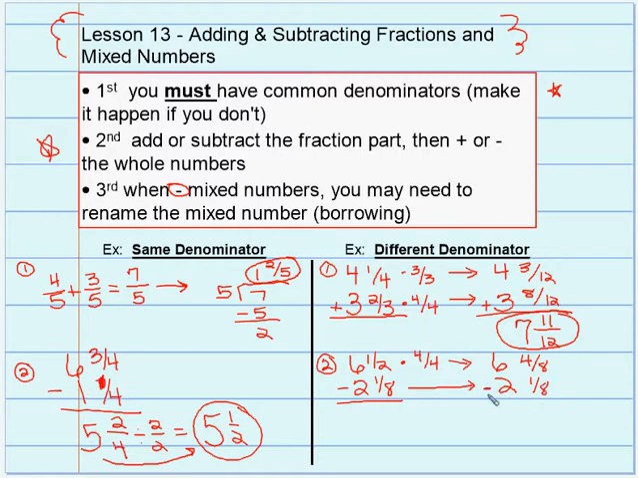And I'm going to remember to put my subtraction sign there so I remember what operation I'm doing. Again, the denominator stays the same. 4 minus 1 is 3. 6 minus 2 is 4. So my answer there would be 4 3/8.